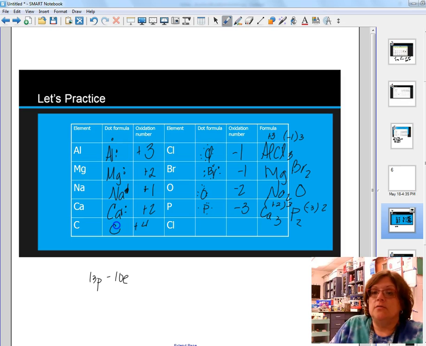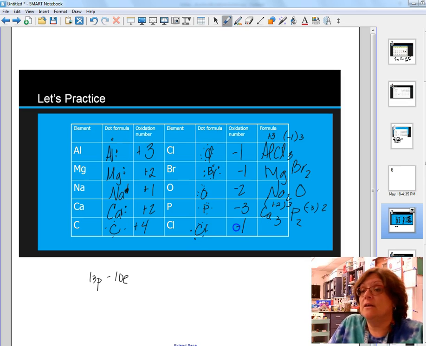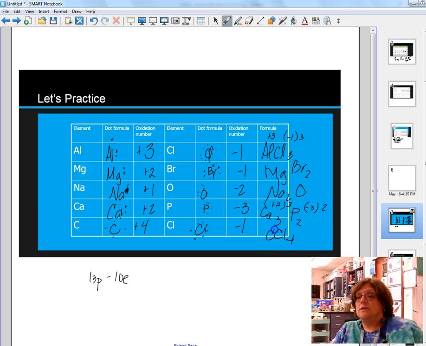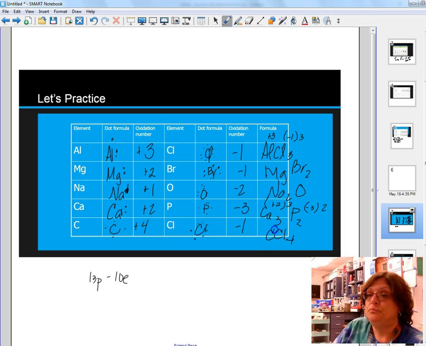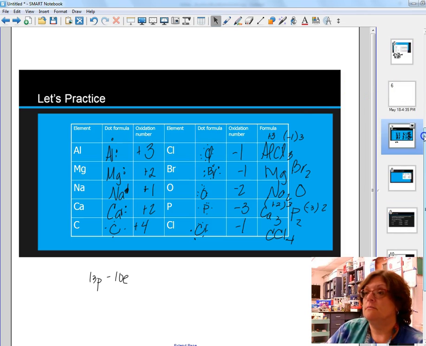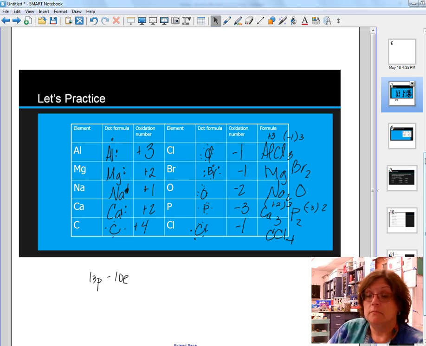Carbon can do a +4 charge. He's got 4 outer shell electrons. Chlorine, and this is really misleading because carbon and chlorine actually do not form an ionic compound. This is an old chart that needs to be removed. All right. Ionic compounds. You can do that.